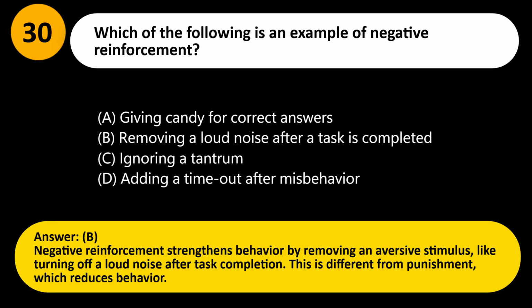Answer B. Negative reinforcement strengthens behavior by removing an aversive stimulus, like turning off a loud noise after task completion. This is different from punishment, which reduces behavior.